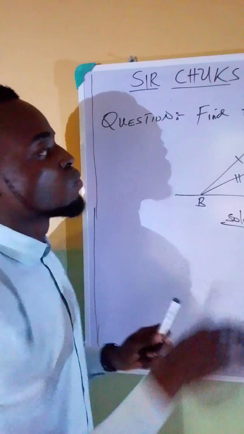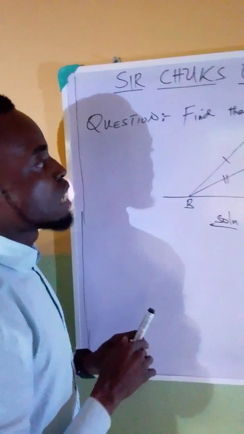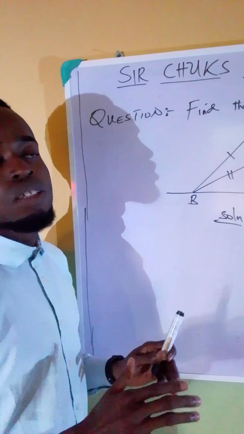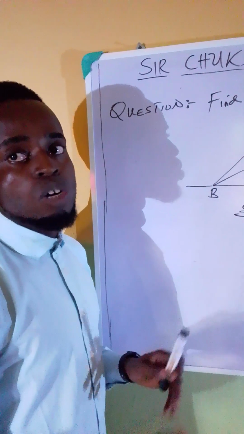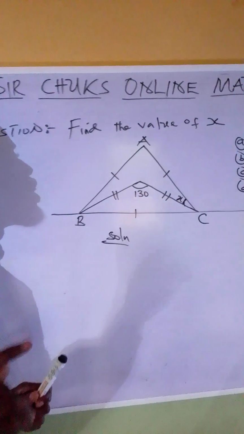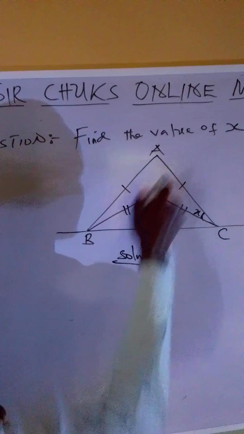And also every angle in an equilateral triangle is equal. That means each angle of an equilateral triangle is 60 degrees, since the sum of angles in a triangle is 180. So if you want to find each angle of an equilateral triangle, you divide 180 by 3. So each angle is 60 degrees.